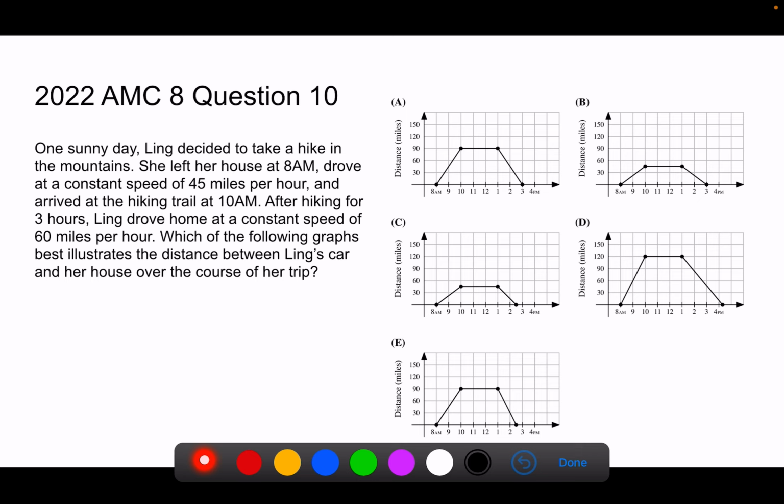Which of the following graphs best illustrates the distance between Lynn's car and her house over the course of the trip? And then you have 5 graphs. You need to pick out which one is the right one.